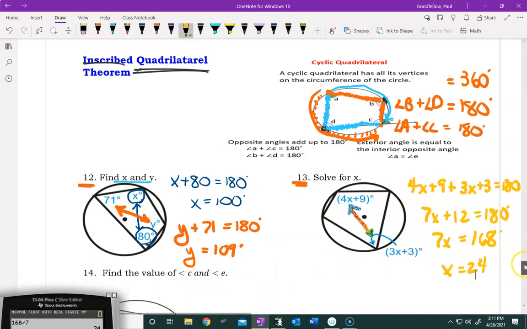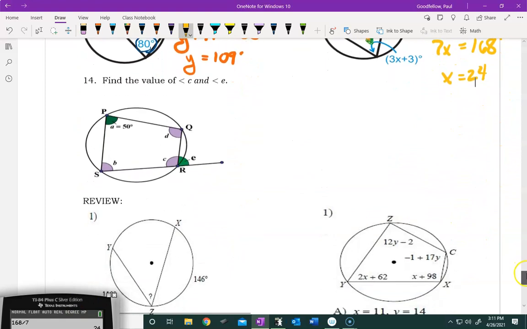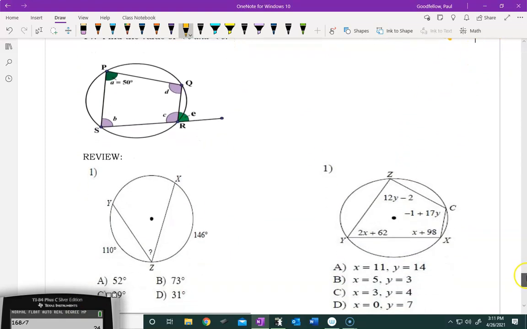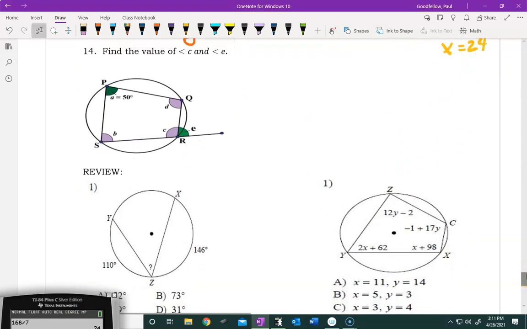All right, now I'm going to move down here to the very last one. Little review here. Again, remembering, find the value of C on this one. Remember that the guy across has got to be supplementary with it. That's got to be 130 degrees. There's just no way around it. Okay? And here's your review.